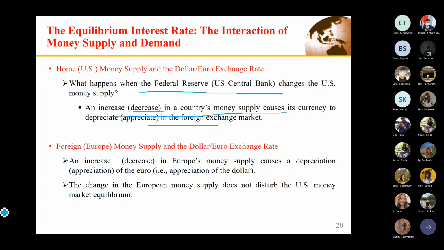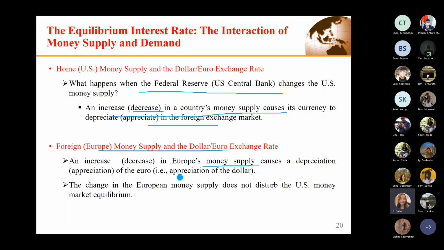So the message that you can take home from now on is that whenever the central bank of one country increases money supply in its economy, the value of the currency of that country will depreciate. That's the message. For the foreign country here, for Europe in this case, an increase in the European money supply will cause depreciation of the euro.